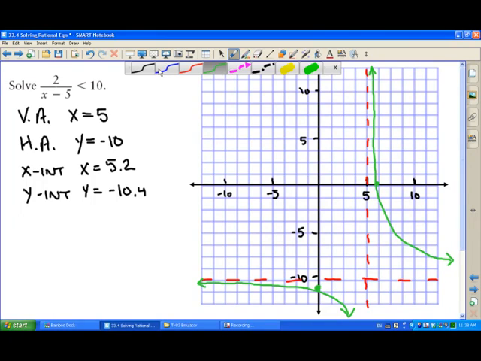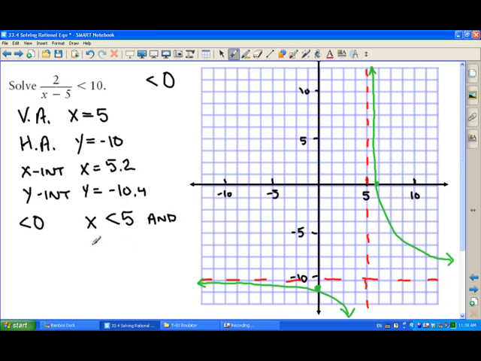So how will this help us answer the question? Well, the question's asking us initially, where is this less than 10? We've manipulated this equation so that we ended up with something in terms of less than 0. And now it's easy to see, based on this graph, where our function is less than 0. We are less than 0 when x is less than 5, and we are less than 0 when x is greater than positive 5.2. So there's only a little area where we're greater than 0.